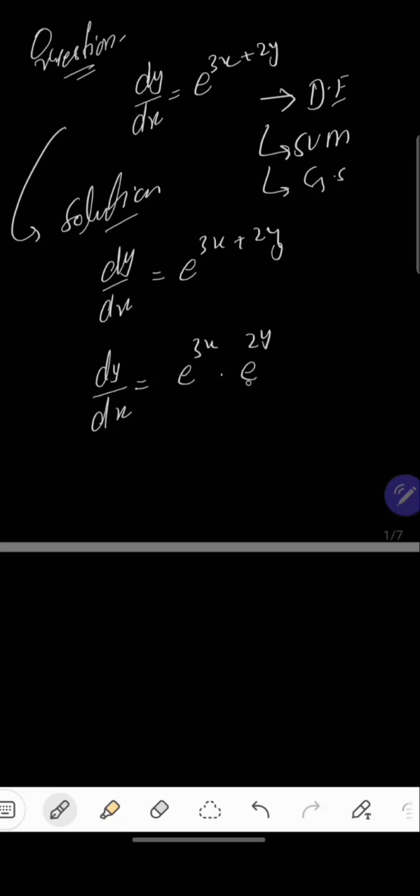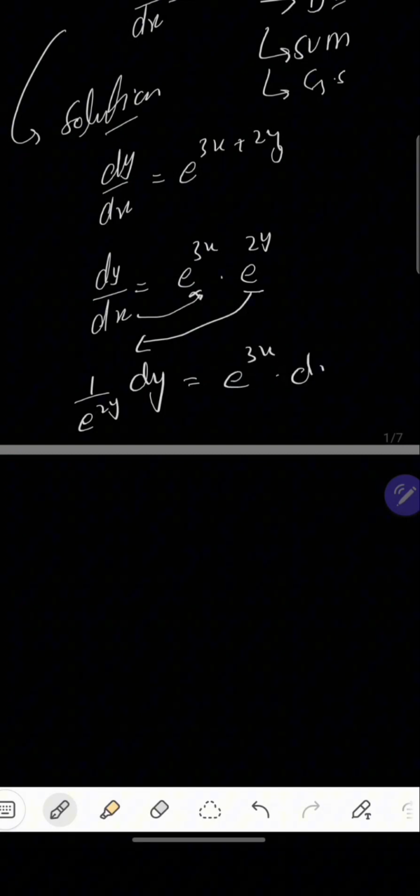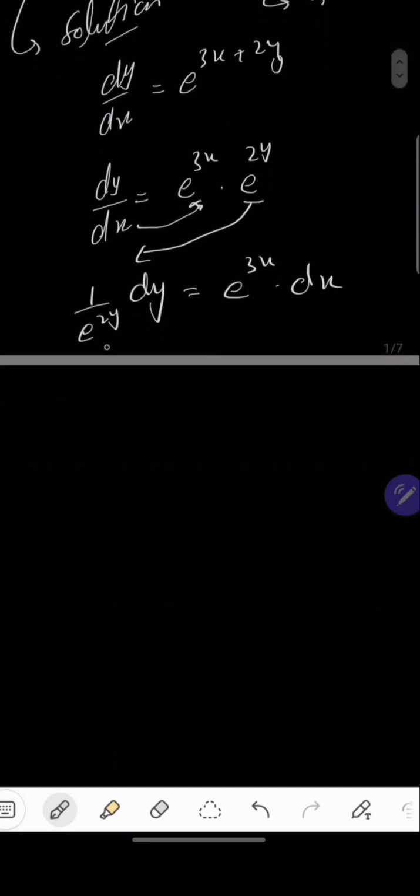e to the power 2y. Now let's shift the e to the power 2y to the left side of the equality and dx to the right side of the equality. And here we will get one more e to the power 2y dy is equal to e to the power 3x dx. Now let's shift the e to the power 2y to the denominator.